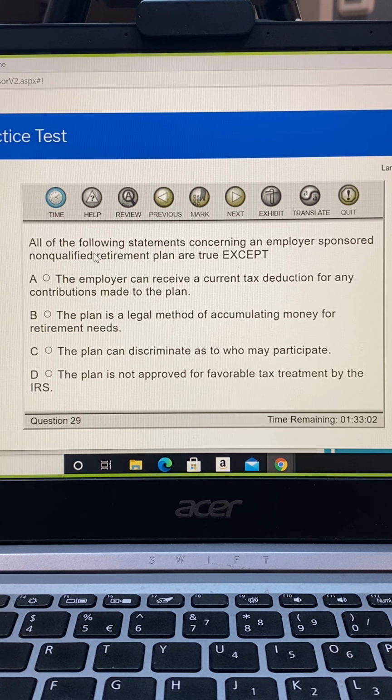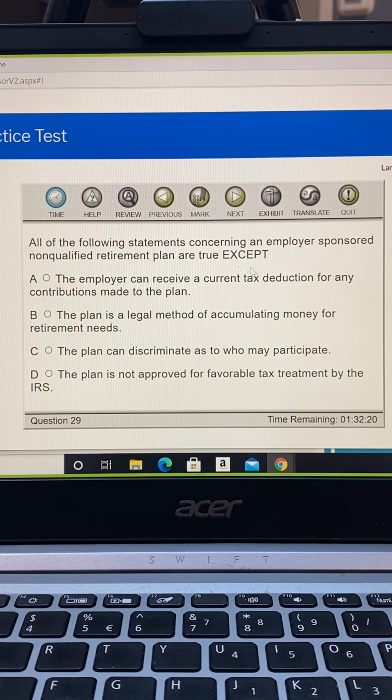All concerning an employer-sponsored non-qualified retirement plan are true except... I think the answer is A, because the plan does not approve of favorable tax treatment. That's why it's called non-qualified. Right. The plan can discriminate. That's why it's non-qualified. The plan is legal, though, for accumulating money for retirement. Yeah, it is that.